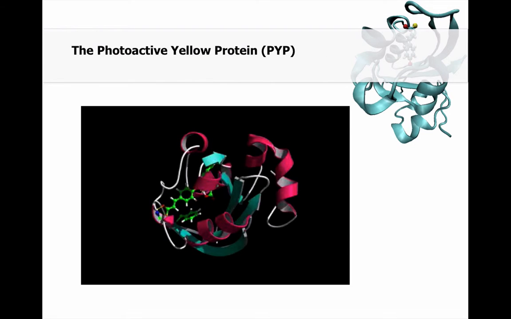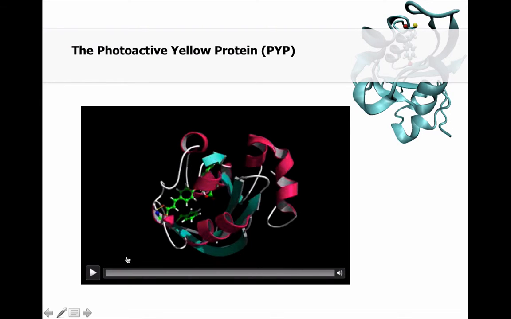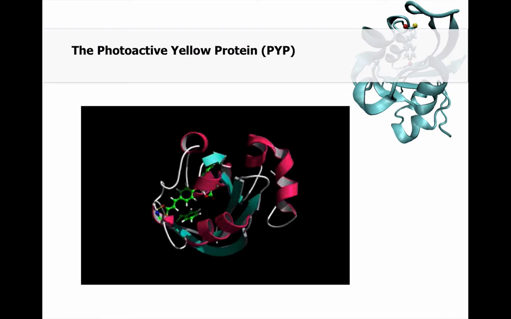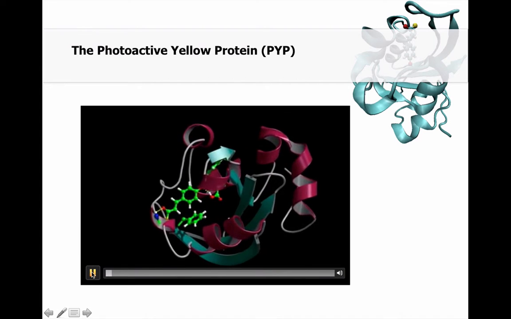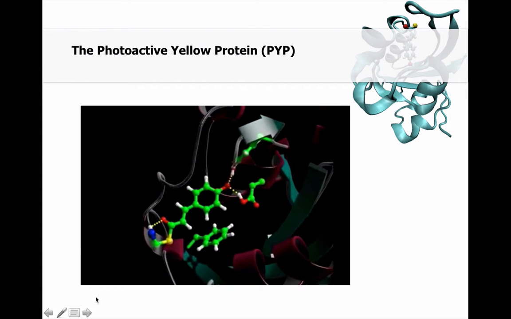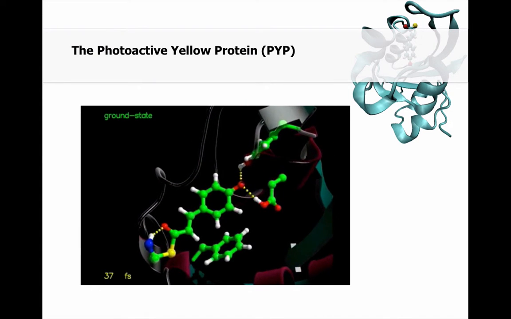Now, having defined the polarizable embedding method and also an accurate way of calculating the embedding potential, let's look at an example where we use this method in order to gain insight into a biological system. This protein here is the so-called photoactive yellow protein, which consists of a small chromophore surrounded by a number of protein residues.